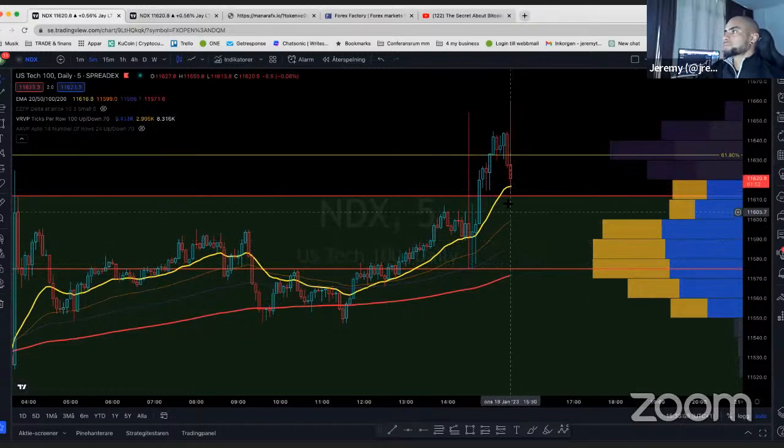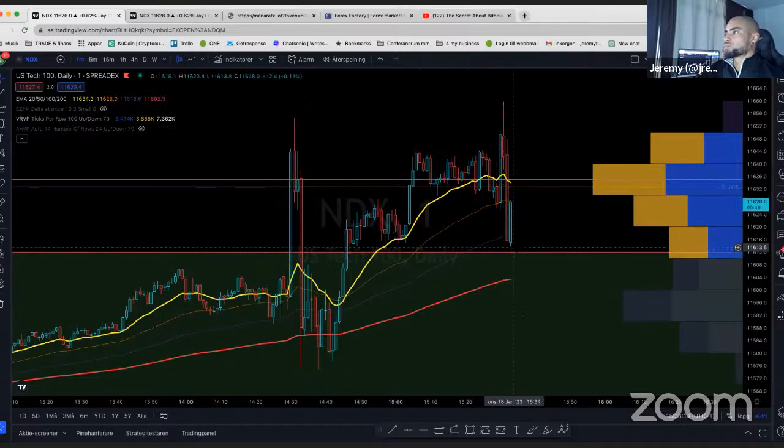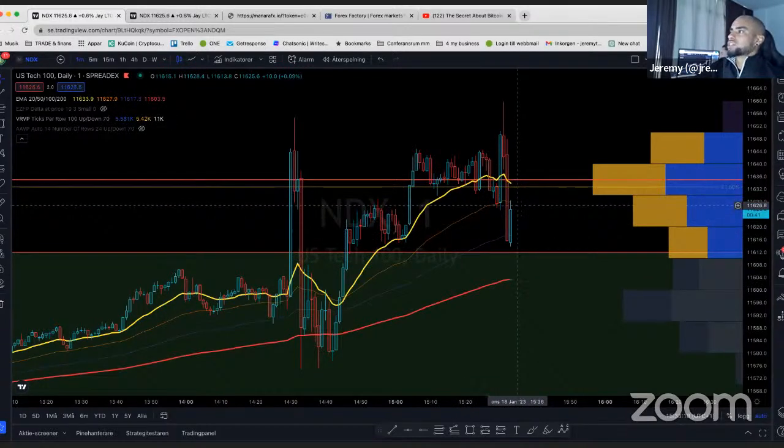11,575. So what I'm waiting for now is I want to see it clear this support zone that we're at now. As you see in the 1-minute time frame, it shot up again, but I think this is the resistance that it won't break through, and from that it will just melt down. We'll see.